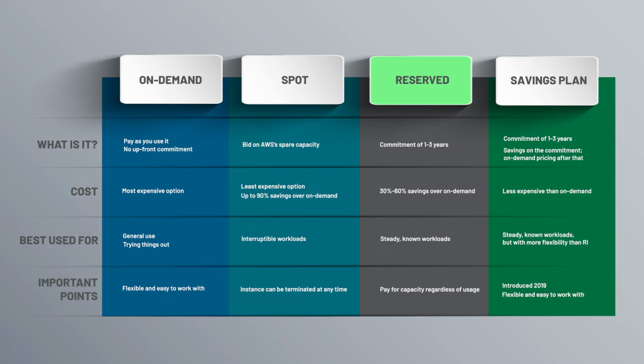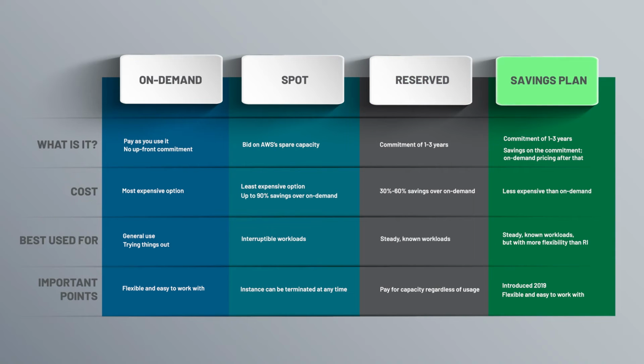So you're reserving these, and this can offer savings of 30 to 60% over on-demand, and it's good for steady, known workloads. But just to note, you are going to pay for capacity even if you don't use it. So up front, you have to say, we think we're going to need X capacity. And if you don't use all of that X capacity, you're still locked into paying for it.